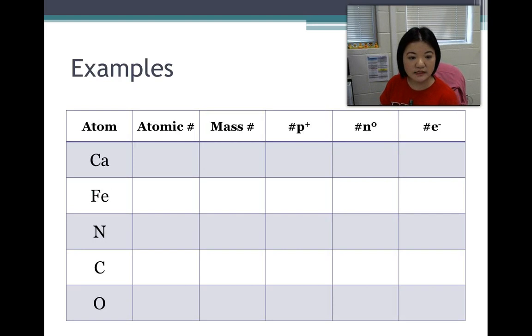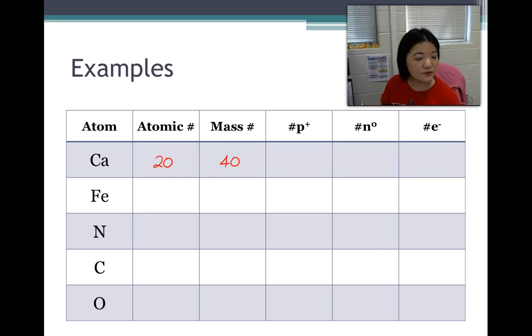Okay, let's do a few examples. You will need a periodic table. Go ahead and grab your periodic table if you need to. Okay, so calcium is our first example, Ca. If you look on the periodic table, Ca has an atomic number of 20. Its mass number, the periodic table says 40.078, and we are going to round that to the whole number, 40.